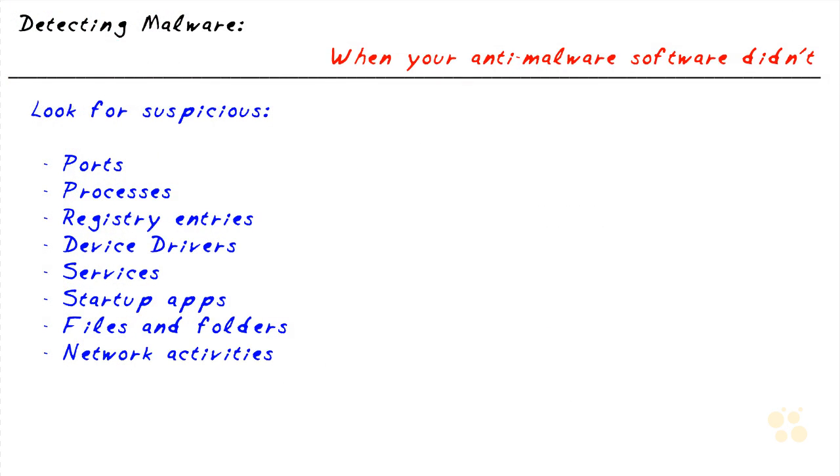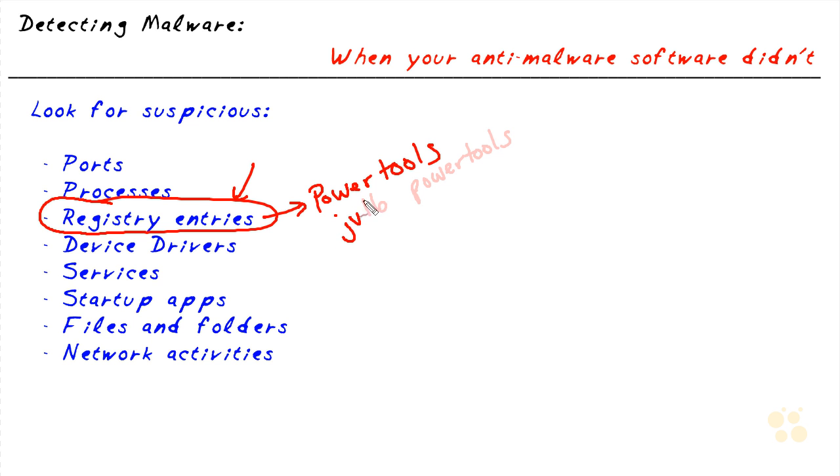Another nook and cranny to look in is specifically in the registry entries. Now, because the registry is so big, we're probably going to want some tools that can assist us in looking for anomalies or suspicious activity in the registry. So there are several sets of power tools that are out there, including one called JV16. There's a tool called Reg Scanner.